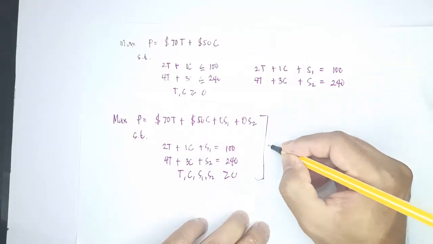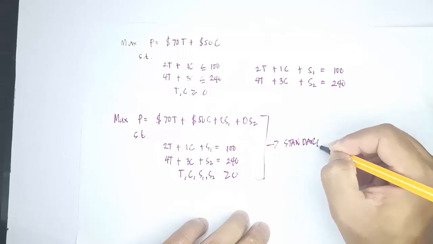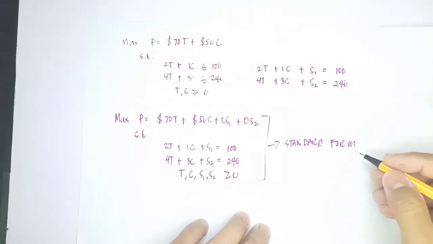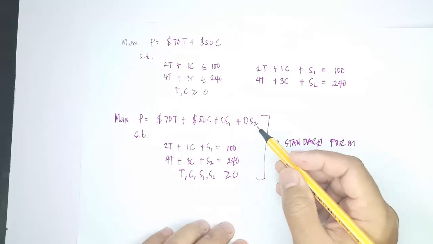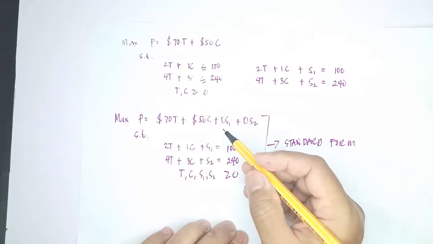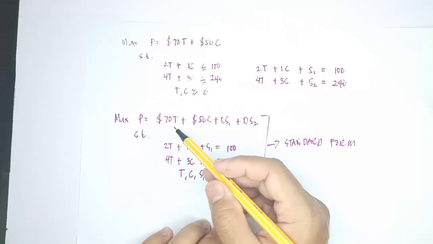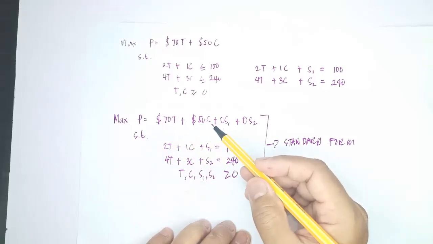This is now the standard form of the LP model. In the objective function, we added the slack variables with zero coefficients, implying that they have no contribution to the overall profit of the problem. Profit is solely dependent on the number of tables and number of chairs produced.